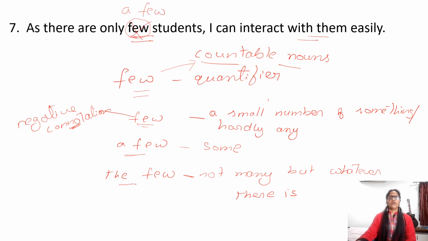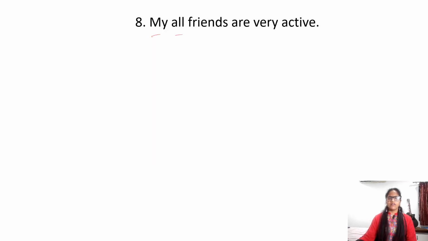As there are only a few students, I can interact with them easily is the correct answer. Next one, my all friends are very active. Okay, possessive pronoun comes right before a noun. Now what is a noun here? Friends. And what is a possessive pronoun? My. Possessive pronoun should come right before a noun. So all my friends are very active is the correct answer.